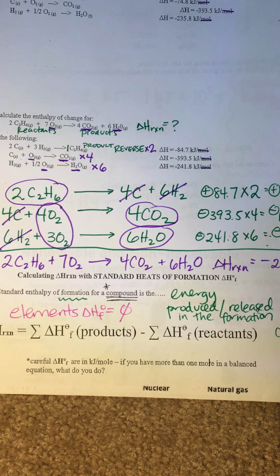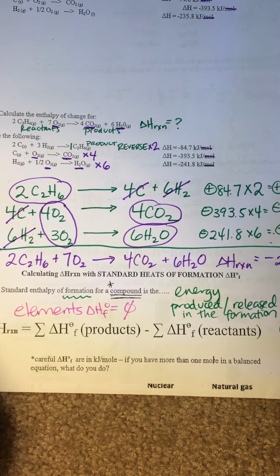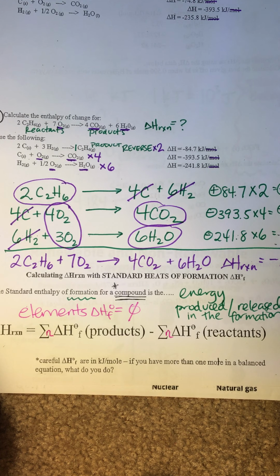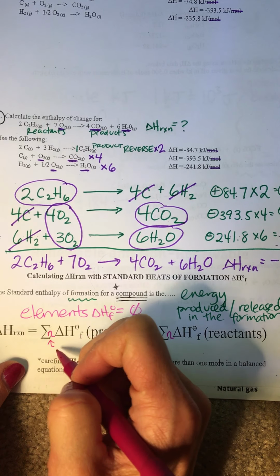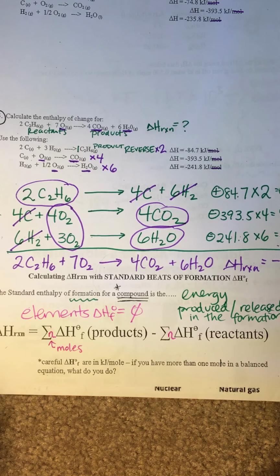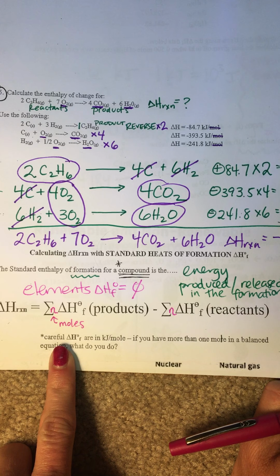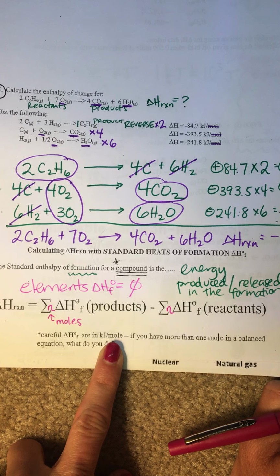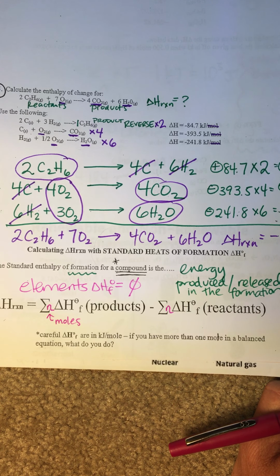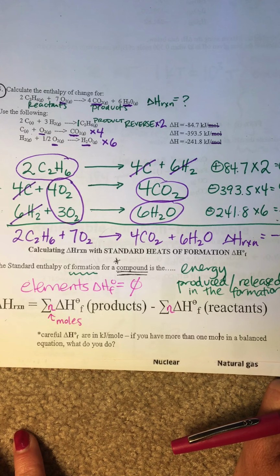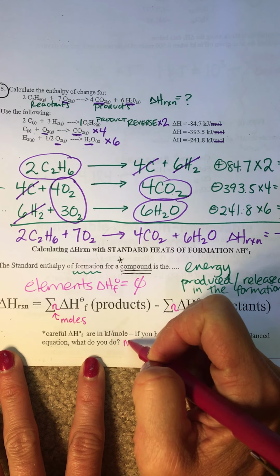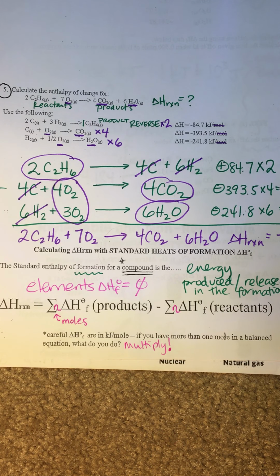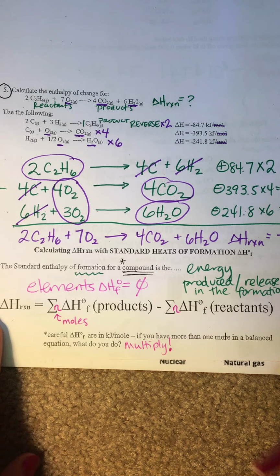Now, the only thing missing in here, and there are different ways to write these things out, is I forgot my little n value. And we know what n means from our gas law chapter. n is the symbol for moles. So that's what I'm indicating down here. It says careful. Heats of formation are given in kilojoules per 1 mole. So if you have more than 1 mole in a balanced equation, what do you need to do? You need to multiply. So that's going to be really important, and we're going to check that out on the other page. So let's flip.